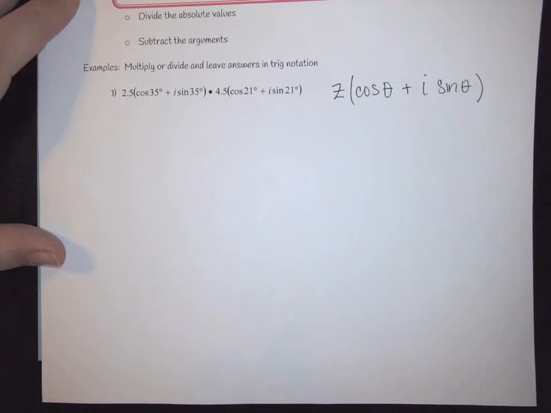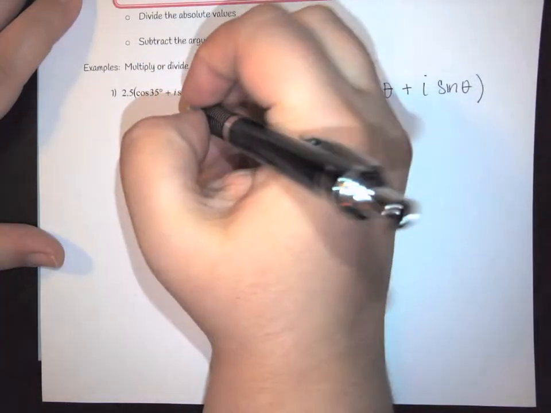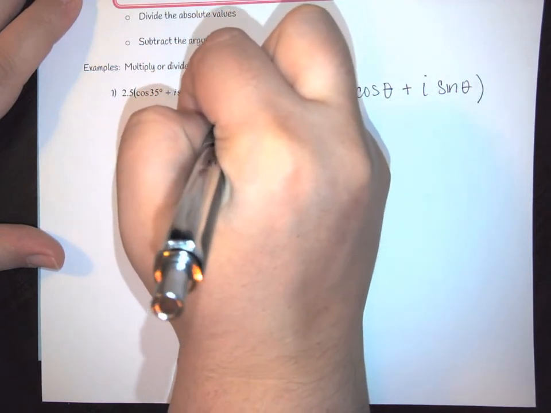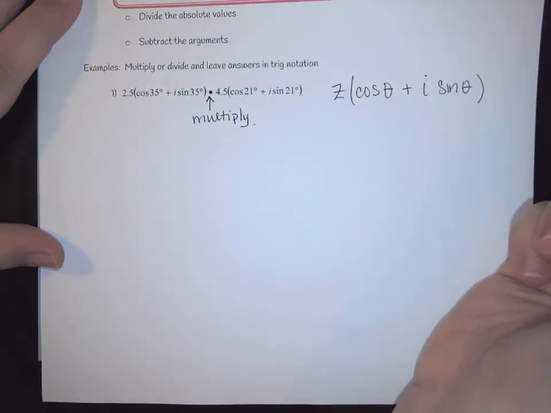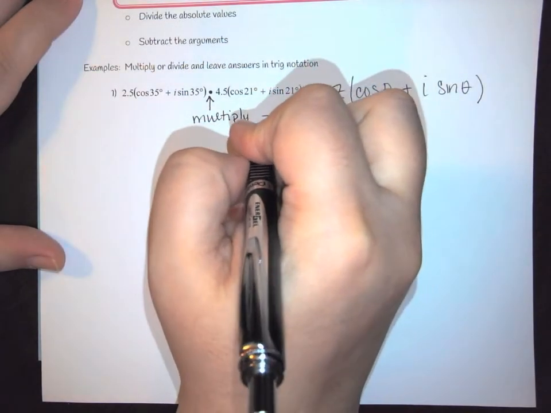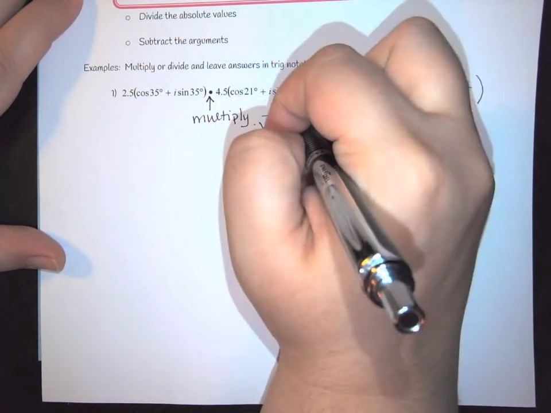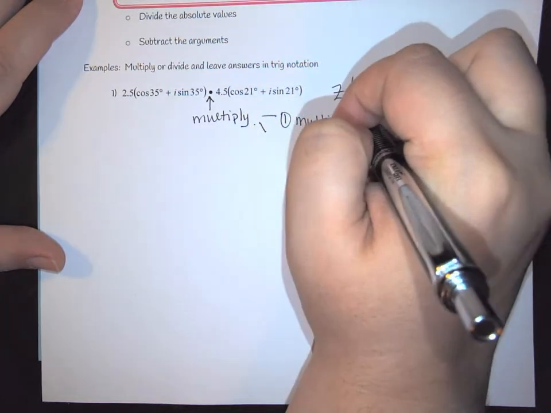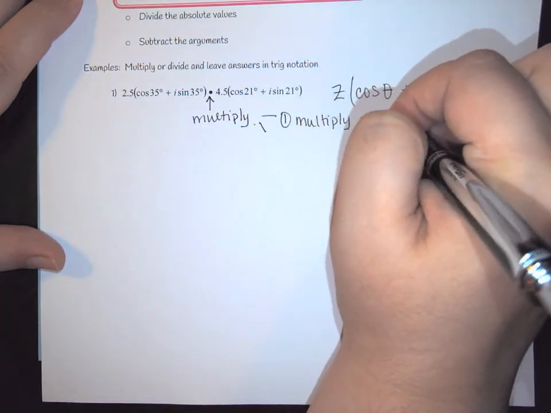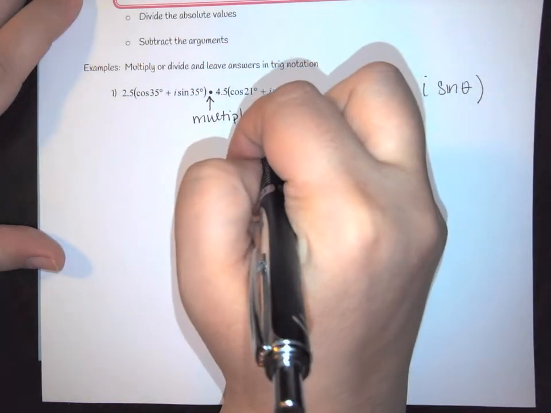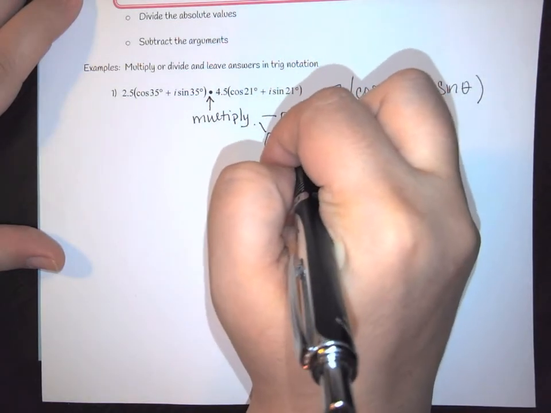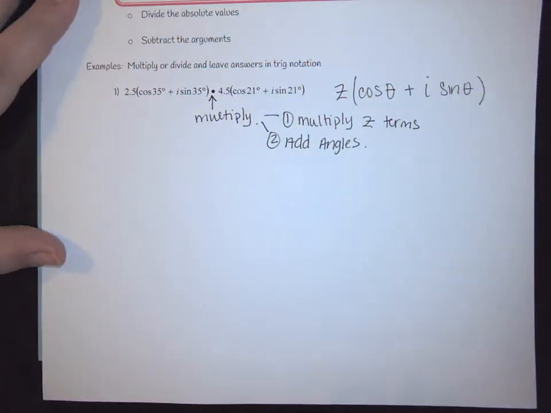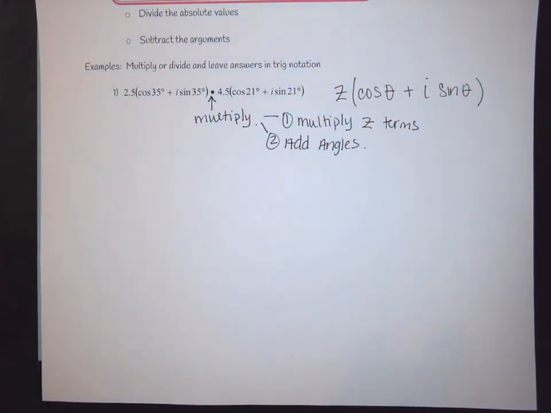So here, this right here tells us that we are going to multiply. When we multiply, there's two things we have to remember. First, we are going to multiply your z terms. And then the second is that you are going to add your angles. Okay, so that is the two things we need to remember here. The z terms are the outermost terms.